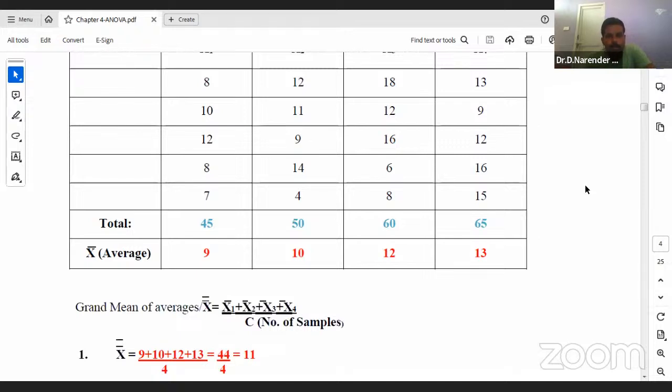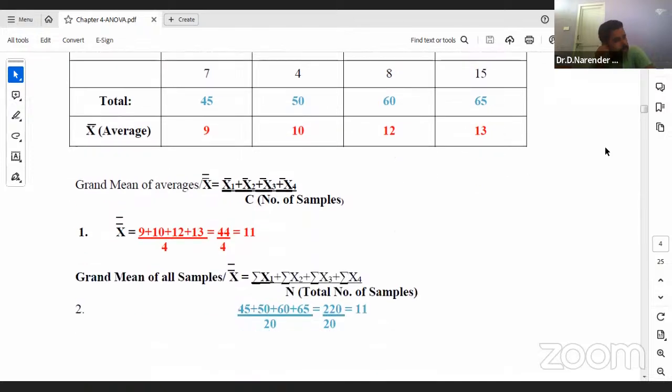X double bar is equal to X bar 1 plus X bar 2 plus X bar 3 plus X bar 4 divided by C, that is the number of samples, or the number of columns. Here, the X bar values: X double bar is equal to 9 plus 10 plus 12 plus 13 divided by 4. The total of 9 plus 10 plus 12 plus 13 is 44, divided by 4 is equal to 11.